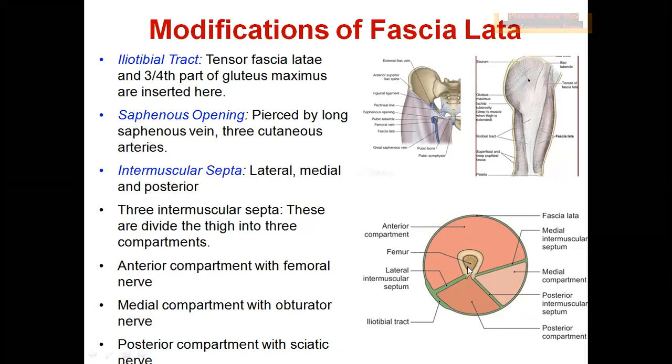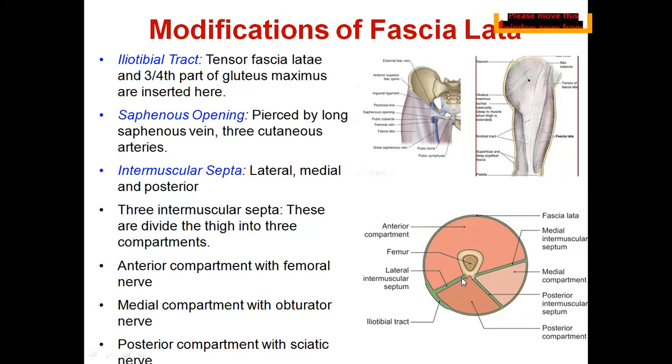Okay, we know inside the thigh we have the femur bone, and if you remember, behind we have the linea aspera, which has a medial lip and a lateral lip, right? From the medial lip we have the medial intermuscular septum. From the lateral lip we have the lateral intermuscular septum. Behind we have the posterior intermuscular septum. Between these three intermuscular septa, we have the muscles of the thigh arranged in three compartments.